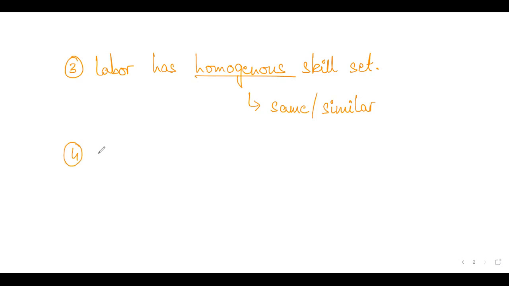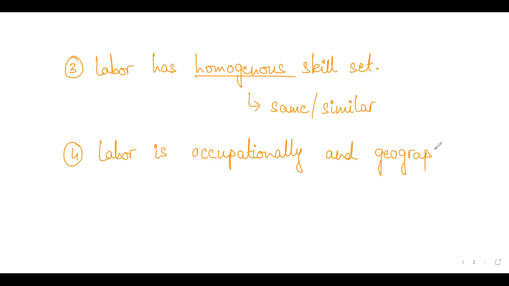Then another thing is that labor is occupationally and geographically mobile. Now I'll tell you what this means. What is an occupation? Any line of work that you're involved in is your occupation. I teach, I'm a teacher. Someone who's a lawyer, that would be his occupation, and so on. A doctor, an engineer. These are our occupations or professions, right?